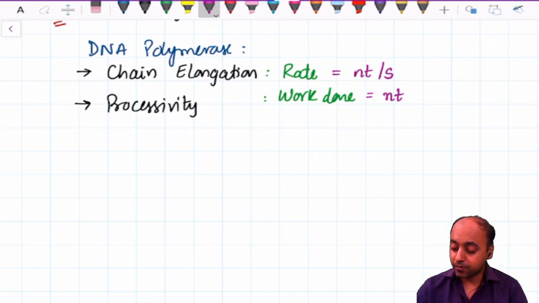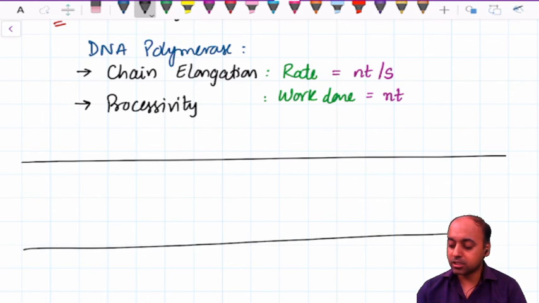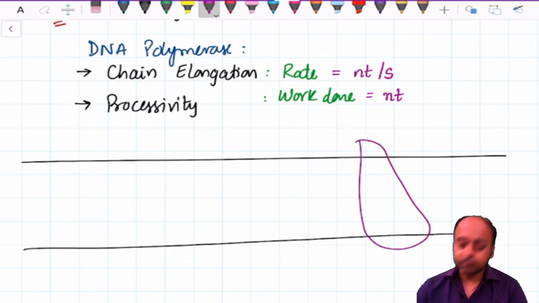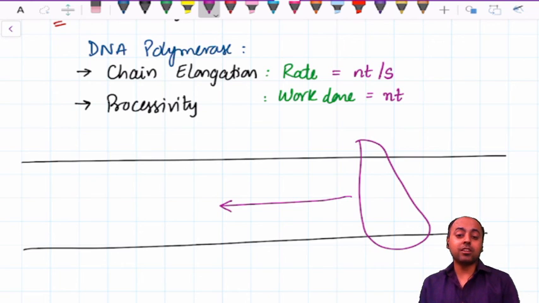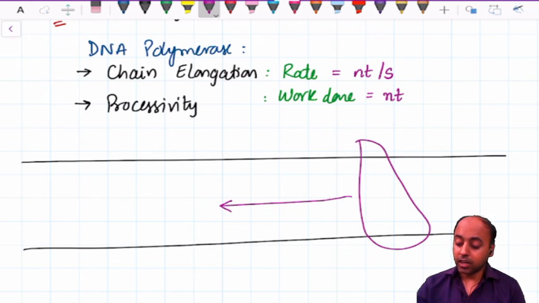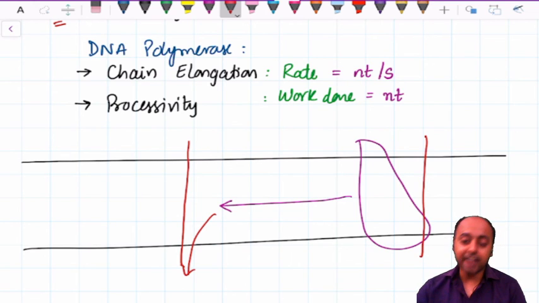What you have to understand here, the DNA is very long. We have two strands of DNA where the replication is going on. The polymerase attaches here and starts carrying out the replication, but because the DNA is very long, the same polymerase is not going to replicate the whole of DNA. After some time it will get off, it will dissociate. So the processivity is the total number of nucleotides which have been added during one attachment, whereas the number of nucleotides added per unit time, that is the chain elongation.